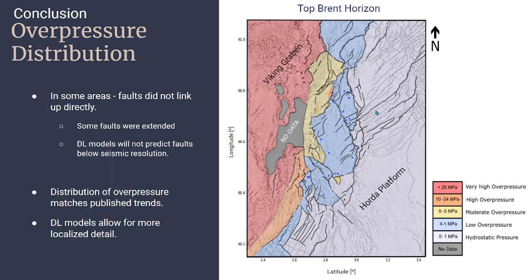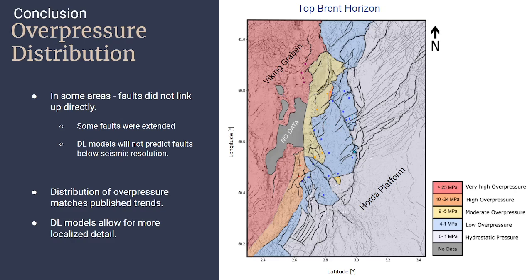In subsections of the map, faults did not link up directly and were extended to complete compartment boundaries, given that offsets below seismic resolution would not be predicted by deep learning models. Overall, this distribution closely matches previously published maps, showing an increase towards the Graben center. Deep learning models did, however, allow for a more refined local map because of the detailed fault network it was able to predict.